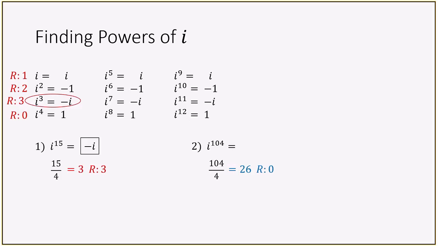So my remainder is 0. I look at that table that I've developed on the left side of the screen, and I see that a remainder of 0 means I'm going to have the same answer as though it was i to the fourth. Well, i to the fourth is equal to 1, so i to the 104 is equal to 1. And this process will work for i to any power. It might be a little bit more difficult, especially if you're using long division for really large numbers, but certainly doable. That's the end of this section.